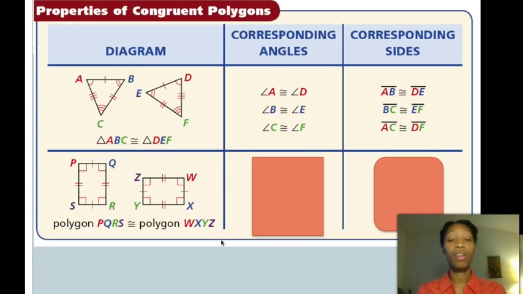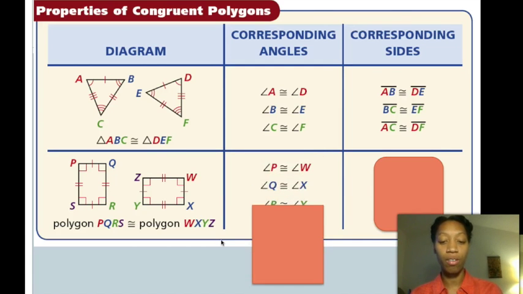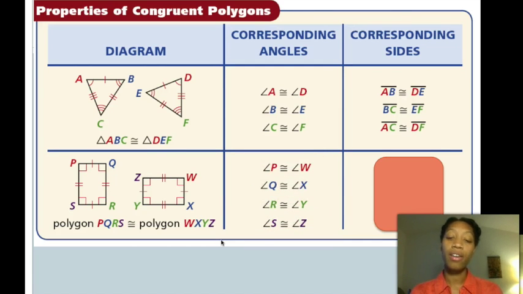So this is true not only for triangles, but for whatever polygon we might happen to have. All of the angles in the first rectangle correspond to an angle in the second rectangle, and they're equal. So all the angles correspond. Angle P is equal to angle W, Q is equal to X, R is equal to Y, S is equal to Z, and all the sides are equal.